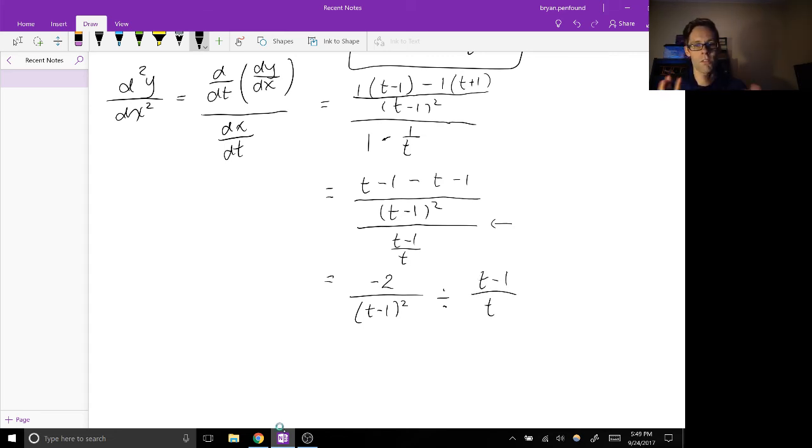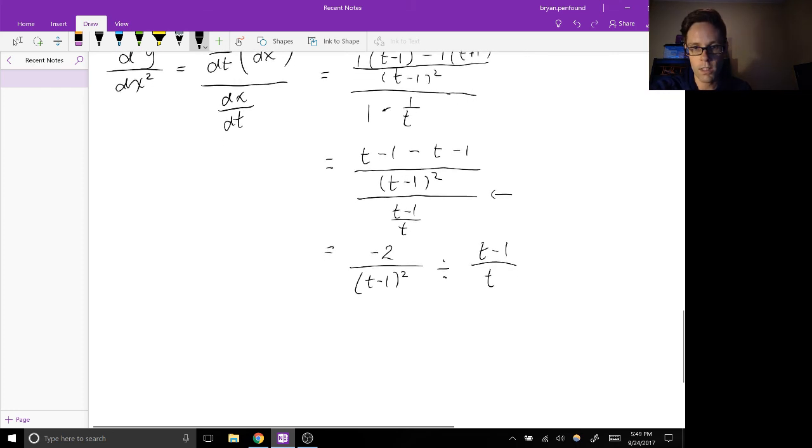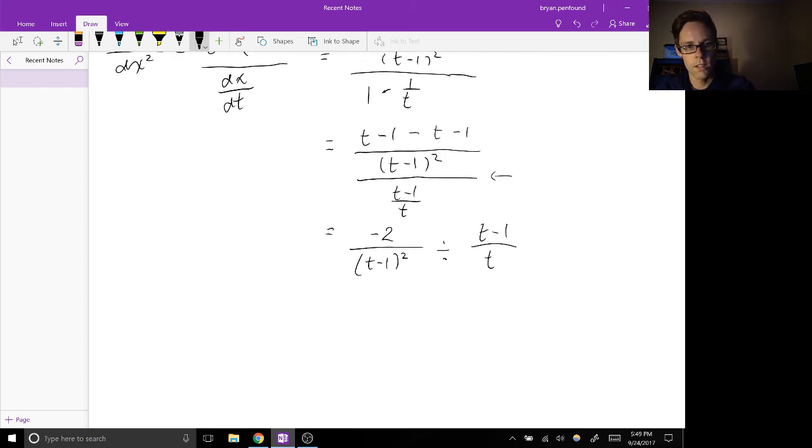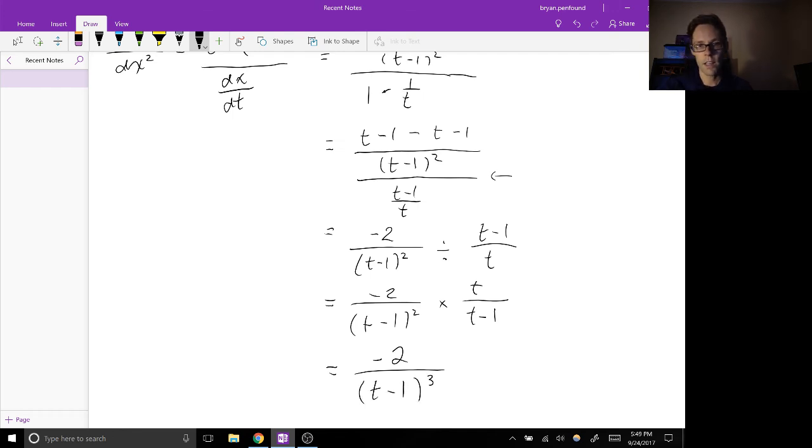So I just want to get rid of this kind of dual fraction business that's going on. And I'm going to flip and multiply. So I'm going to multiply all this by t over t minus 1. So it looks like our fully simplified second derivative is going to look something like this.